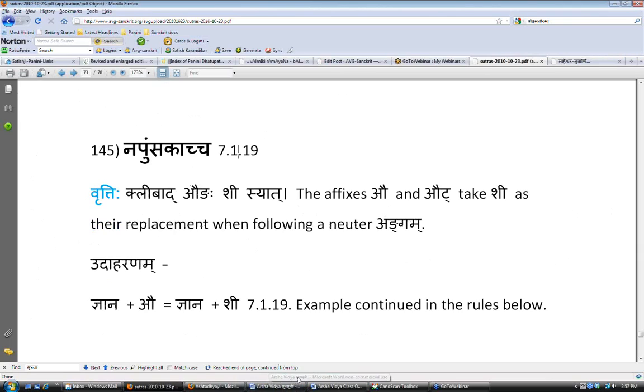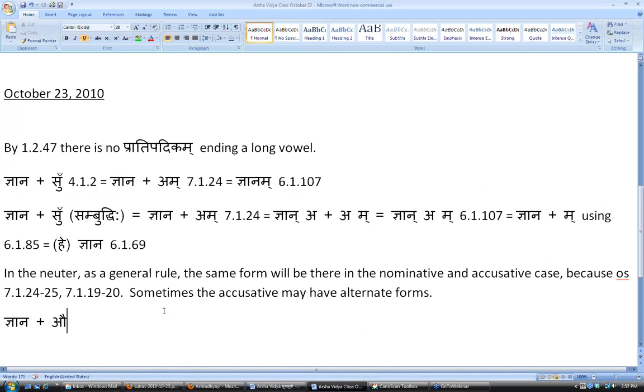Okay, but now comes a complication. So let us use this. So this was 412, and then we can make it Jnana plus Shi, 7.1.19. Okay. Now when the Shi becomes a pratyaya, we can use Lashak Patadhite. So Anubandha Lope. We get Jnana plus E. So I can just copy this. Jnana plus E becomes so by Anubandha Lope.